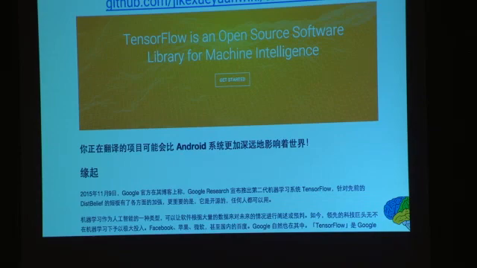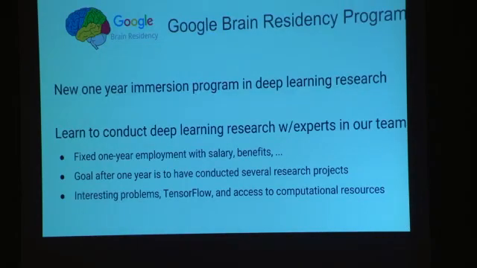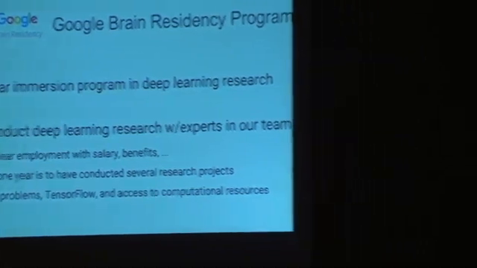There's one more thing I want to mention, which is we're launching a program called the Google Brain Residency Program this year, which is basically, we're trying this as a bit of an experiment. It's a one-year immersion program in doing deep learning research within our team. The idea is all of our research scientists will work with the people in the program. It's a fixed one-year thing. You can imagine it as either a pre-doc or a postdoc or a post-undergrad or something, depending on what stage in your career you are.